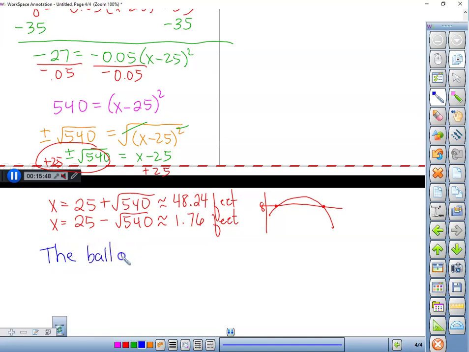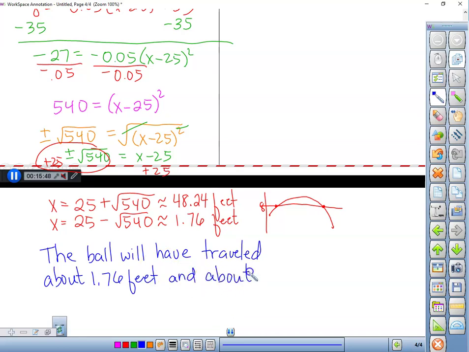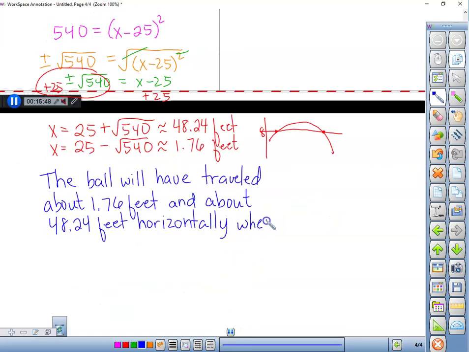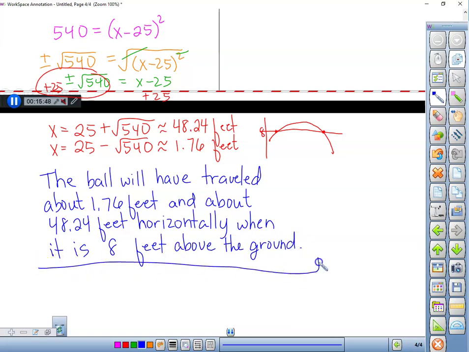the ball will have traveled about 1.76 feet and about 48.24 feet horizontally when it is 8 feet above the ground. And there we go.